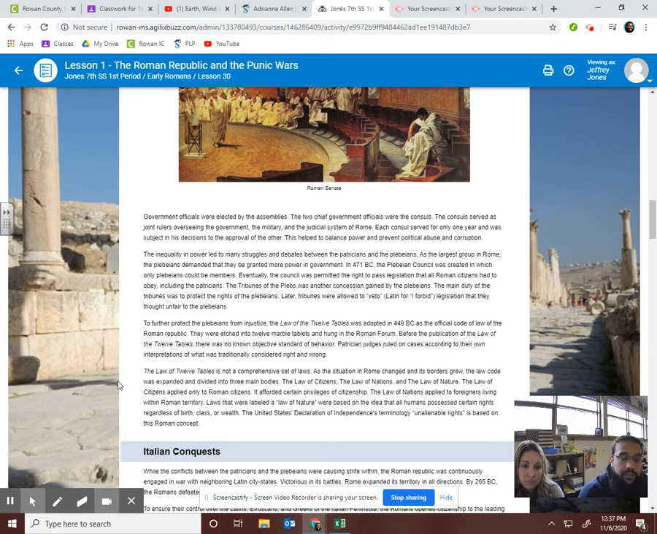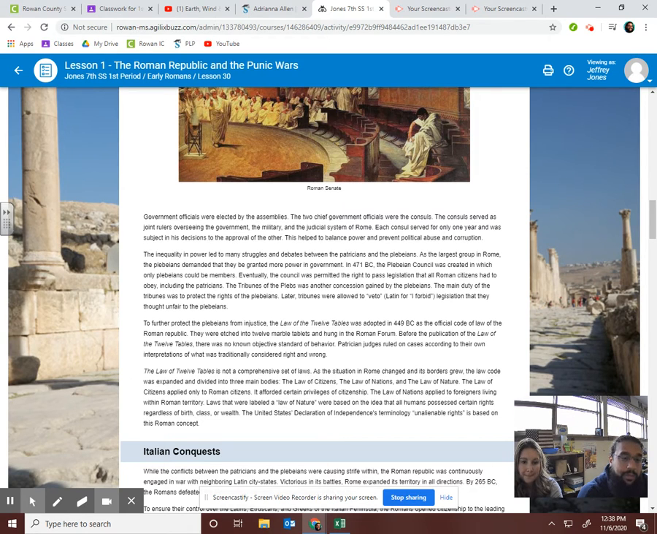All right. The Law of 12 Tables is not a comprehensive set of laws. As the situation in Rome changed and its borders grew, the law code was expanded and divided into three main bodies. So you had the law of citizens, you had the law of nations, and you had the law of nature. Okay? So the law of citizens applied only to Roman citizens. It afforded certain privileges of citizenship.